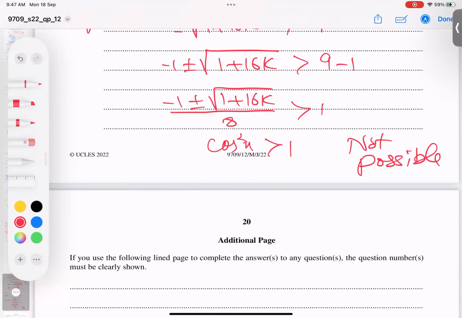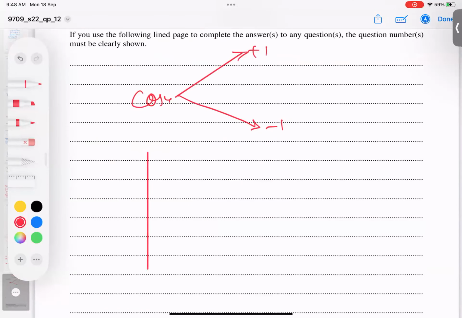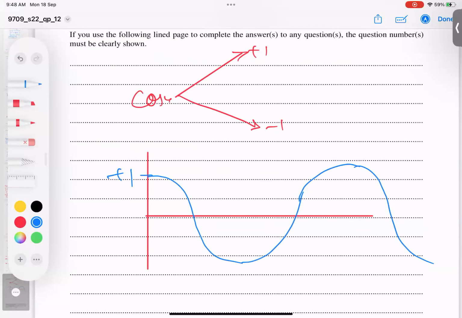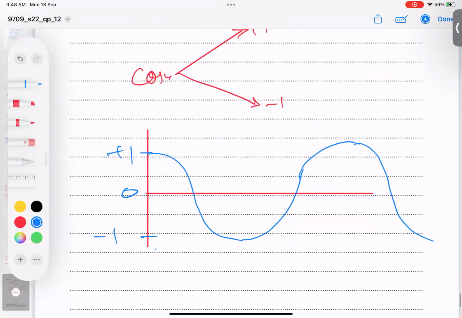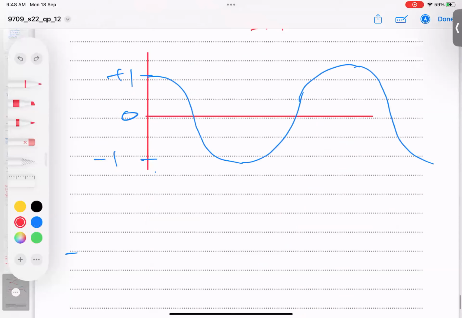Why not possible, students? Because if you remember, cos has the highest value +1 and lowest value -1. If I can show you the curve, you can understand. The curve starts from here, comes this way, this way, and continues forever. Highest value is +1 and lowest value is -1. In the middle, 0. If I take the square of the whole thing, what happens, student? The negative portion will convert into positive portion, so no negative portion. So highest is +1, lowest 0.